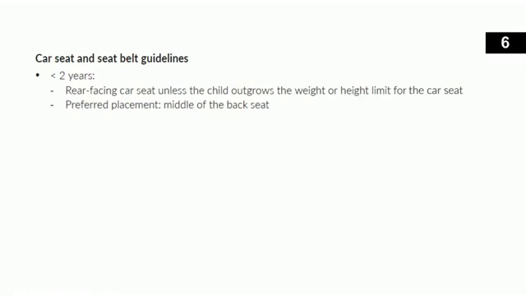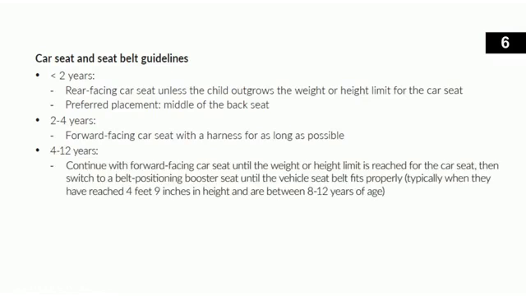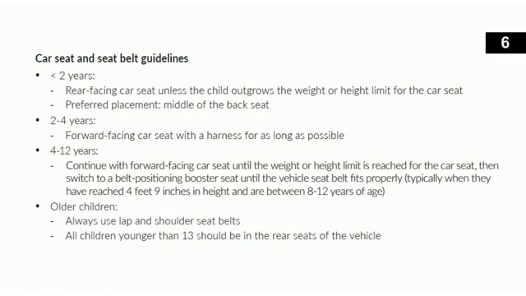Kids under 2 should be in a rear-facing car seat, preferably in the middle of the back seat. You don't put kids in the front seat. Then from ages 2 to 4, you move them to a forward-facing car seat with a chest harness, basically until they outgrow that seat. And then they're going to be in a booster seat with the seatbelt on, still in the back seat, until they're 4 foot 9 inches tall. So it's not an age requirement, it's a size requirement specific to the car seat. And then once they outgrow that, they should still use seatbelts, and they should stay in the back seat until age 13.